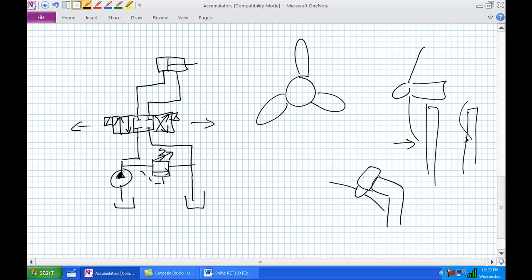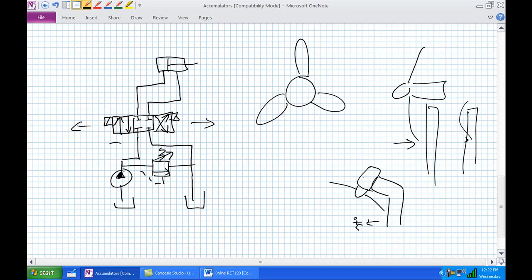So you want to get away from that. Obviously, you want a means of safely returning those blades to a safe condition in the loss of power. So that's where our accumulator comes in.